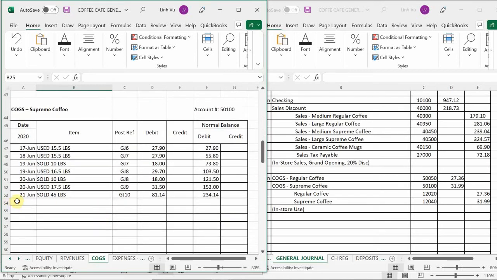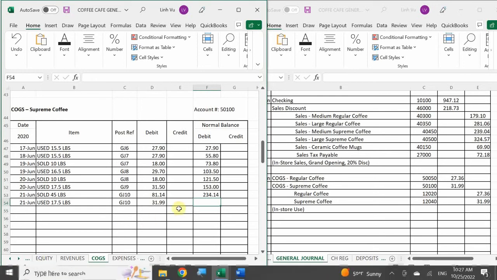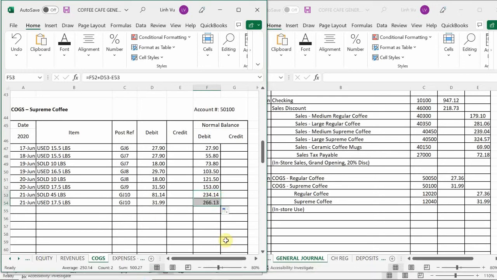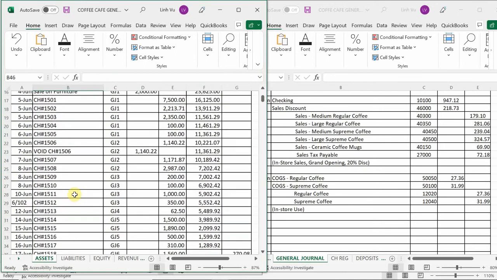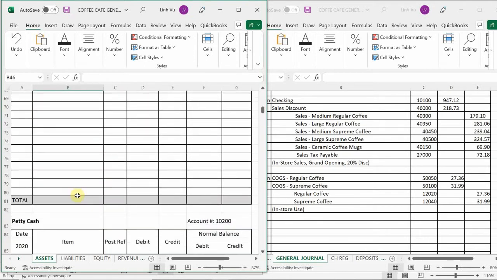Okay. And going to the Supreme. We used 17 and a half pounds, and that was $31.99. And that gives you a grand total of $266.13. Good. And now we must update my inventory.